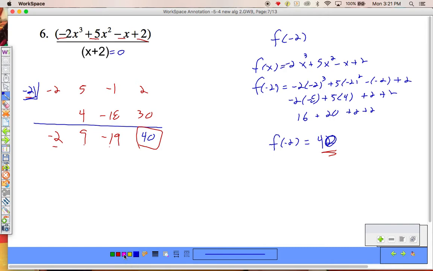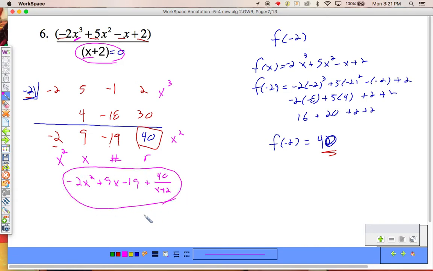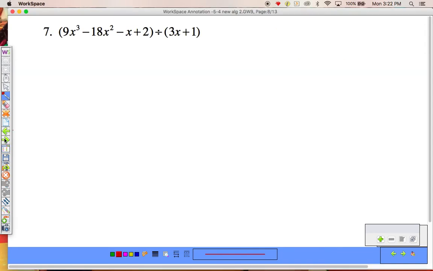I started with an x to the third. When I take out one x, I'm going to have an x squared. So this is x squared, x, my constant or my number, and my remainder. Negative 2x squared plus 9x minus 19 plus my remainder over x plus 2. This over here, doing f of negative 2 and getting an answer of 40, is a check to make sure your number is worked out correctly. If I go too fast, pause it and do some of this on your own.